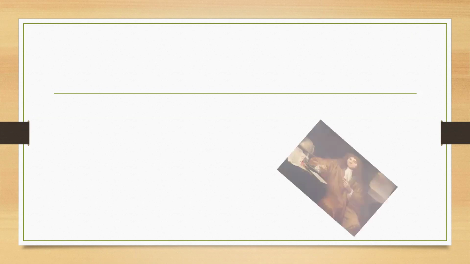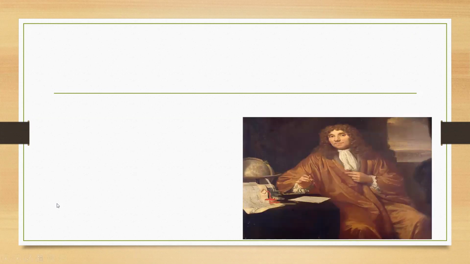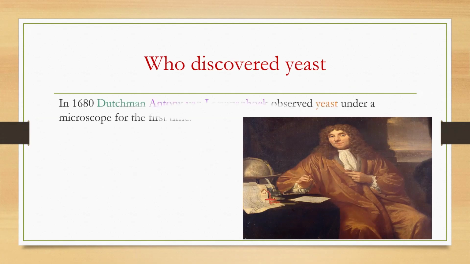Yeast cell was first discovered by the Dutch scientist Antony van Leeuwenhoek. Look at here. He is the Dutch scientist Antony van Leeuwenhoek. Okay. Who discovered yeast cell? This is the question. Antony van Leeuwenhoek. In 1680, Dutchman Antony van Leeuwenhoek observed yeast under a microscope for the first time.